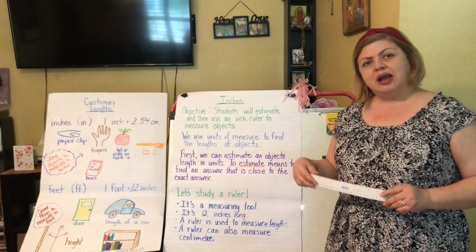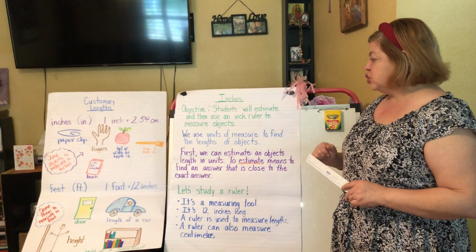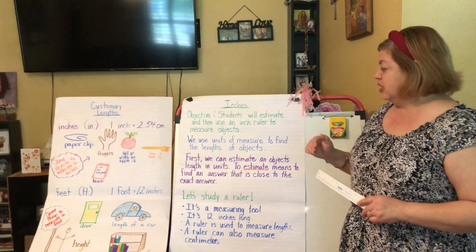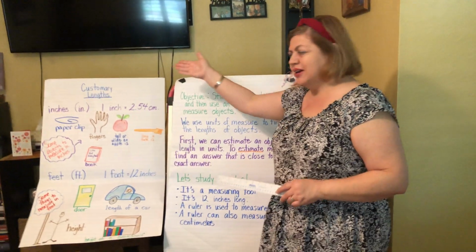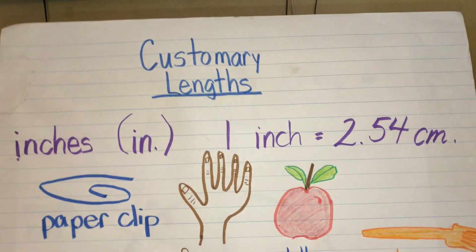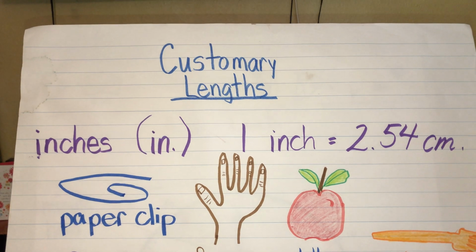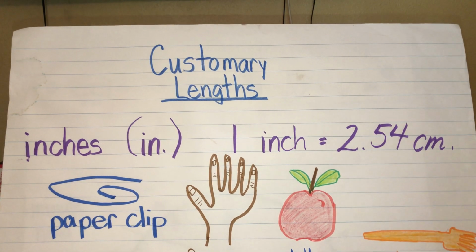So if you want to find out how tall something is or how wide something is, you measure it using units of measurement. And I want you to look at this poster. So I made another beautiful poster for you. The poster's titled Customary Lengths. And we're just going to focus on the top part because that's all we need for today's lesson.